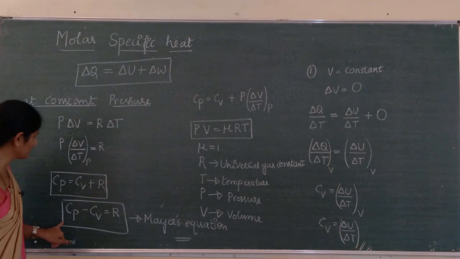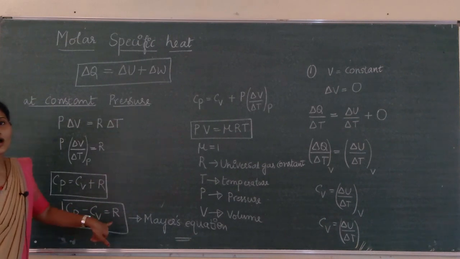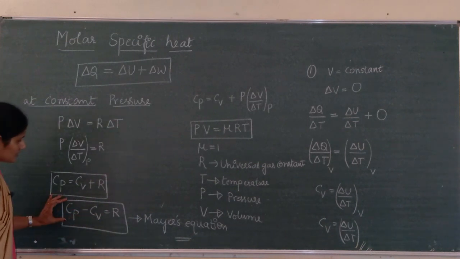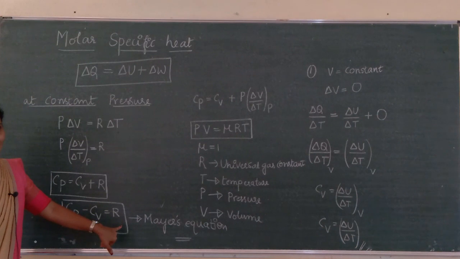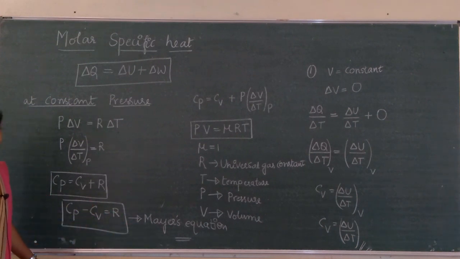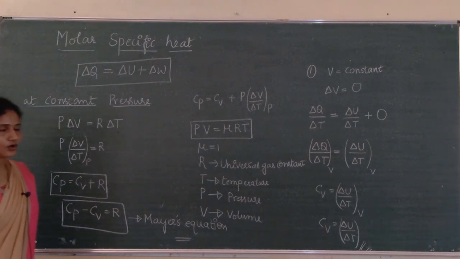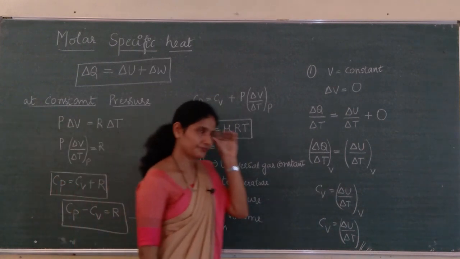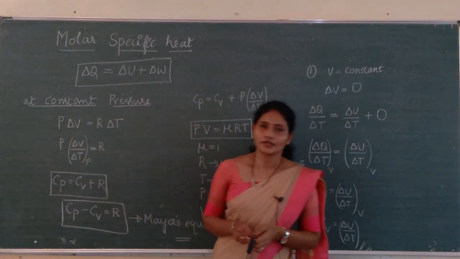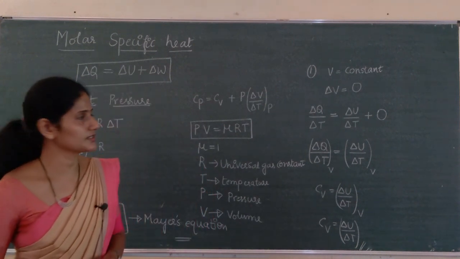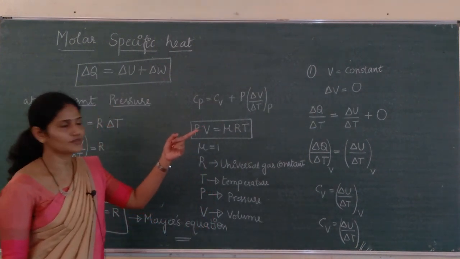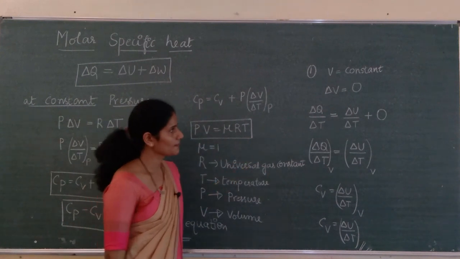Mayer's equation: Cp minus Cv is equal to R. This is the relation between molar specific heats and the universal gas constant. Under constant volume, pressure changes, V remains constant. So, change in volume delta V is equal to 0.